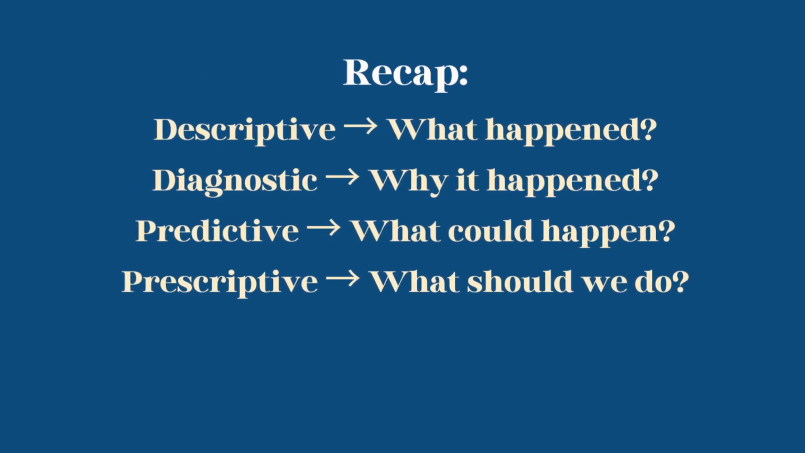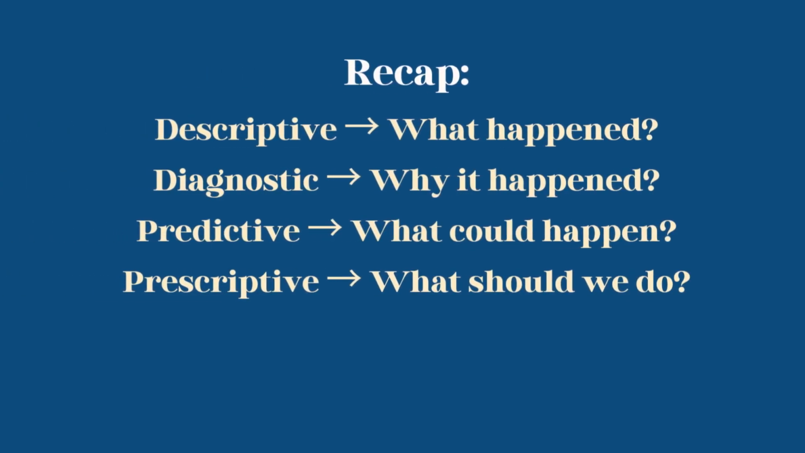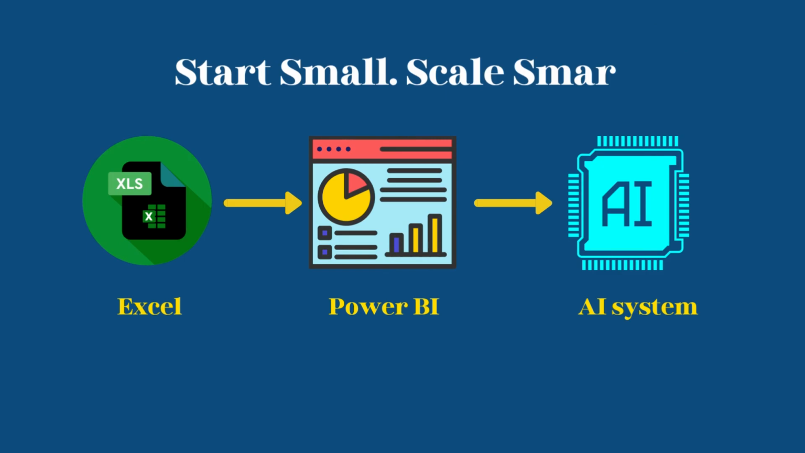To wrap this up, let's revisit the four types of data analysis and what they help us uncover. Descriptive: what happened? Diagnostic: why did it happen? Predictive: what might happen next? Prescriptive: what should we do about it? Each type builds on the previous one. You start with describing, then diagnosing, predicting, and then finally prescribing. Remember, you don't need AI for every problem. Even Excel or Power BI can help you move from descriptive to diagnostic effectively. So next time you look at your data, ask yourself, am I describing, diagnosing, predicting, or prescribing? That's how you will know which tools and techniques to use.